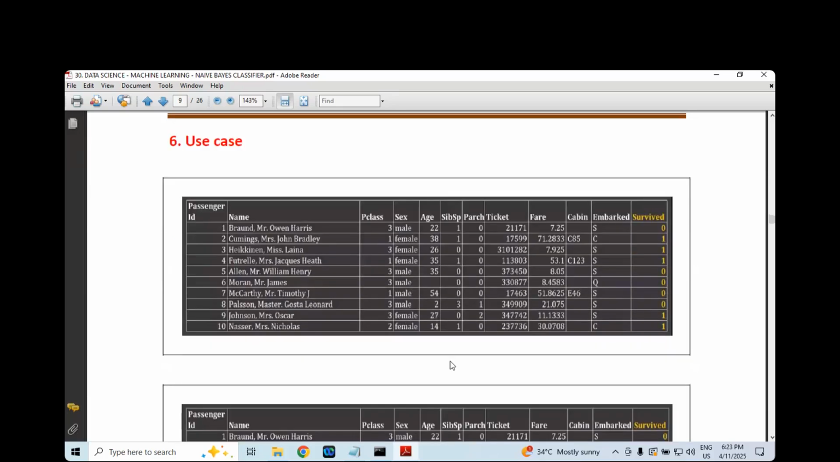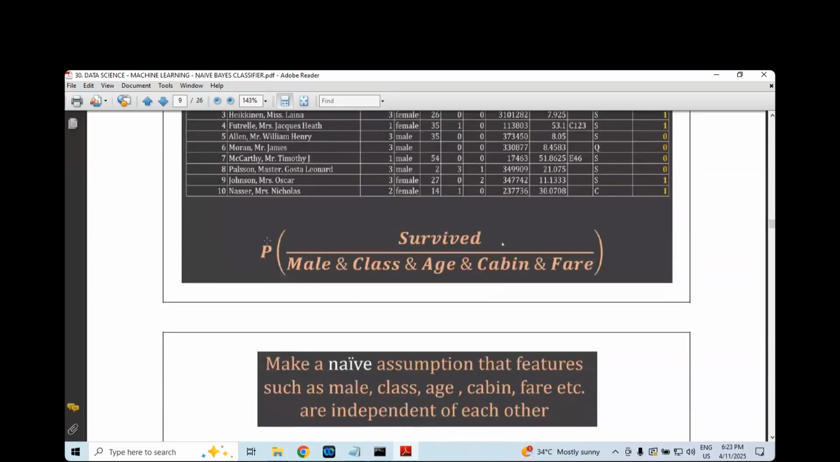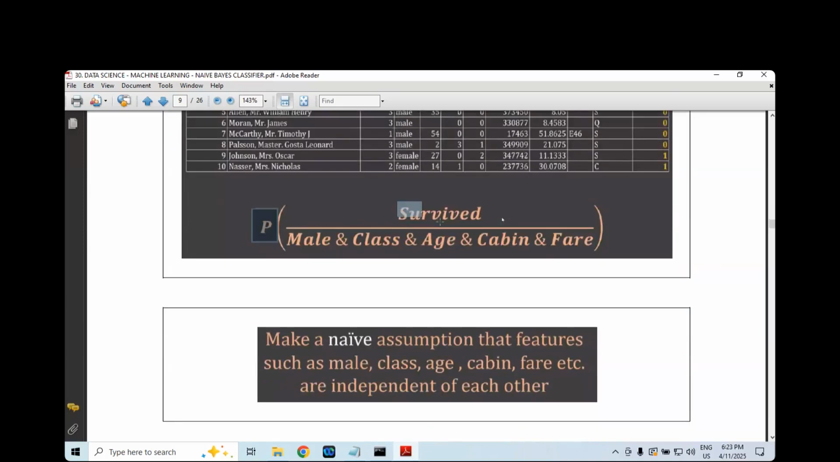There is one small use case we are going to see. Do you remember the Titanic data set? It is a binary classification problem: either the patient survived or not. Ultimately, the probability of whether a patient survived or not depends upon these features: either male, class, age, cabin, or fare. Am I right?